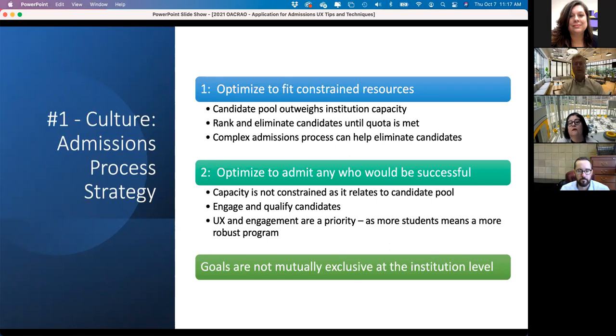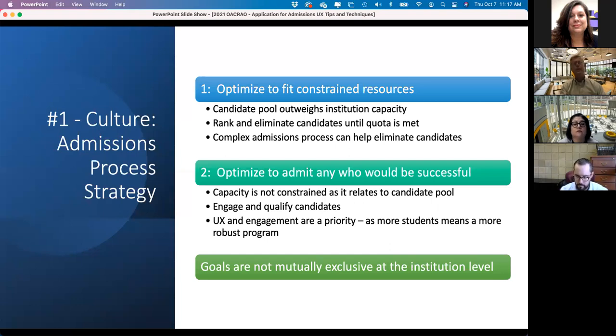The second is you don't have tons more people who are interested in the institution than you have space for. So your capacity is actually not constrained based on that. And so then it becomes, are you qualified? And how do I actually engage and get you in?